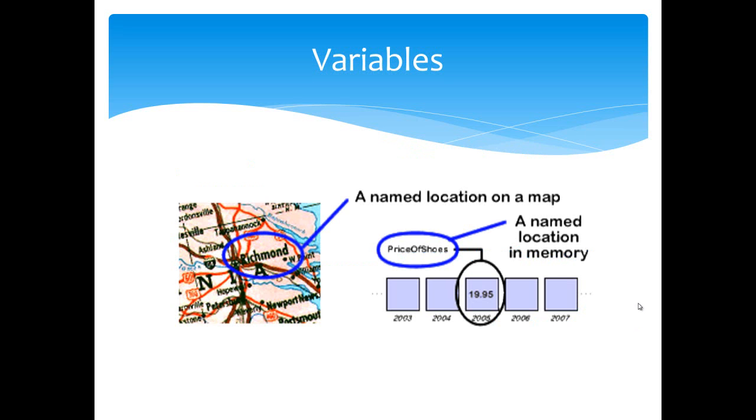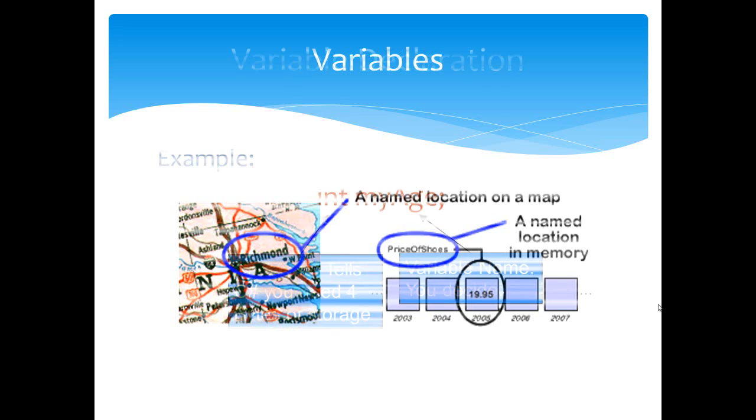So just as on a map, you might have a city called Richmond. The city of Richmond on a map is a specific location. So I can refer to Richmond, but in actuality, I'm talking about the entire city of Richmond. That would be an example perhaps of a variable. The name Richmond represents that entire city. Whereas a memory location like price of shoes might point to a specific price, like in this case, 1995.